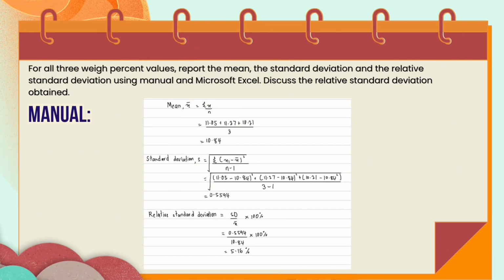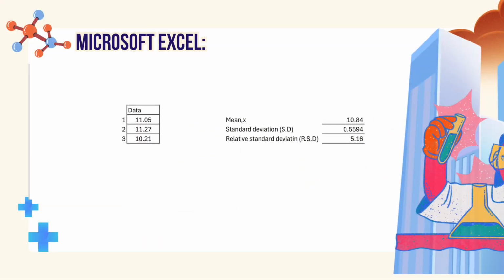Now, this is our manual calculation for the mean, standard deviation, and the relative standard deviation. Next, for the statistical analysis using Microsoft Excel, it gave us a mean weight percent of 10.84. The standard deviation was 0.5594, resulting in a relative standard deviation (RSD) of 5.16%. This proved that both our manual calculation and Microsoft Excel were aligned.